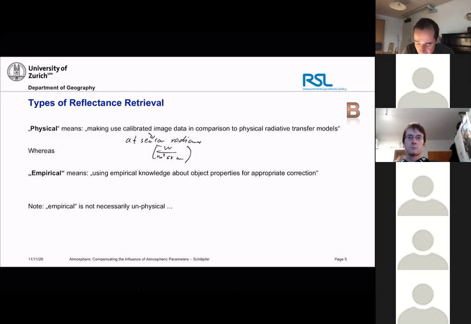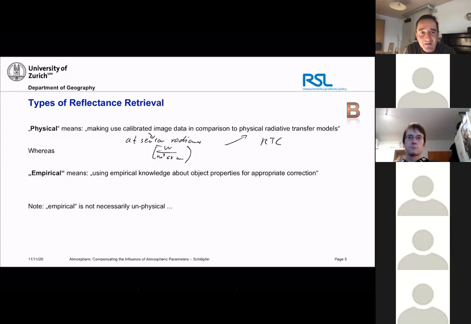And if you have it calibrated, then we can compare it to the physical radiative transfer codes, RTCs, like MODTRAN, 6S, Libradtran. I introduced these last time. If it wasn't calibrated, there is no way to compare it to a physical model, and that's why this is required to do a physical correction. That's also why it's called a physical correction.